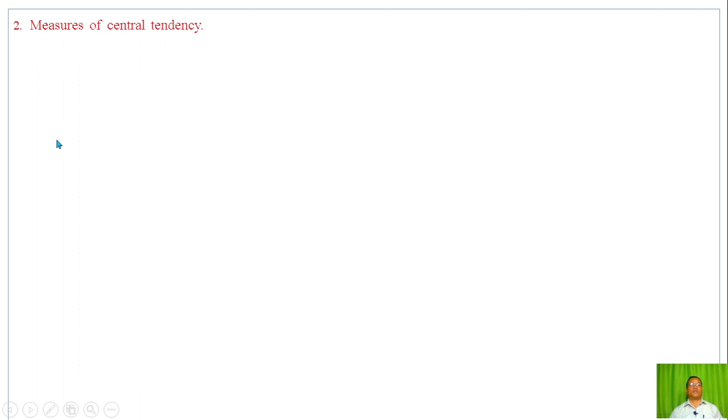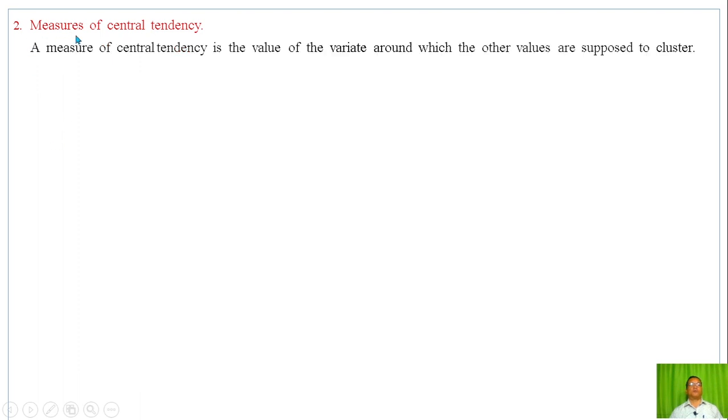2. Measures of central tendency. What is measure of central tendency? A measure of central tendency is the value of the variate around which the other values are supposed to cluster. The commonly used measures of central tendency are mean, median, mode.